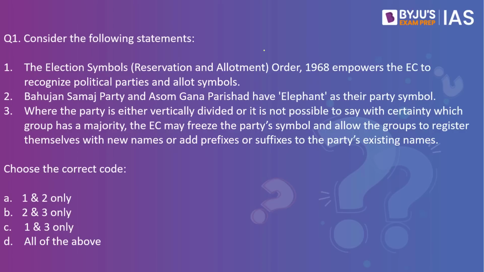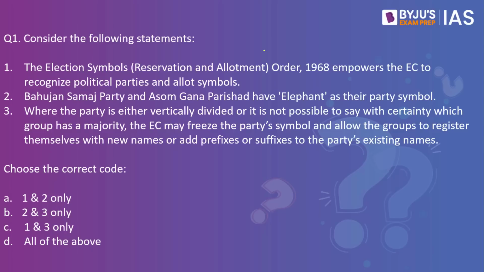Now let's begin with the first question on your screen. Consider the following statements. Number 1. The Election Symbols Reservation and Allotment Order 1968 empowers the Election Commission to recognize political parties and allot symbols. Second, Bahujan Samaj Party and Assam Gan Parishad have elephant as their party symbol.